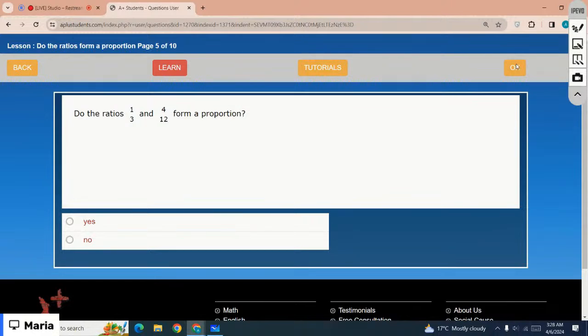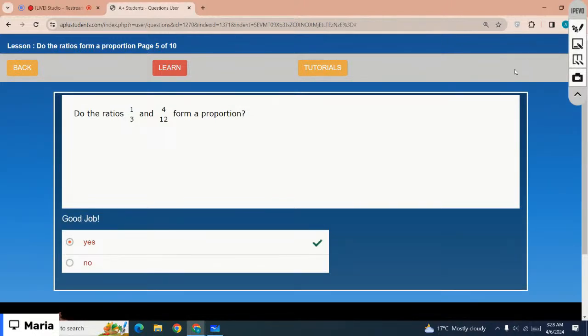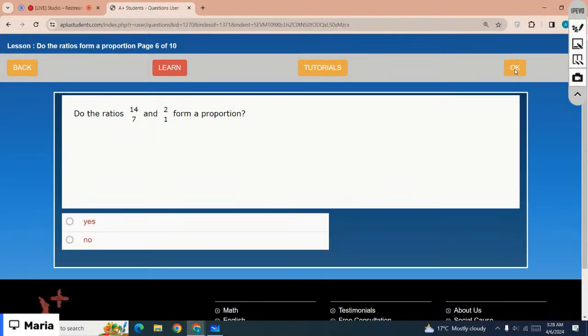Okay, do the ratios 1 by 3 and 4 by 12 form a proportion? Yes, their cross product is equal. That means they form a proportion. The correct option is yes. Okay, the next one is do the ratios 14 by 7 and 2 by 1 form a proportion? So, which is the correct option?